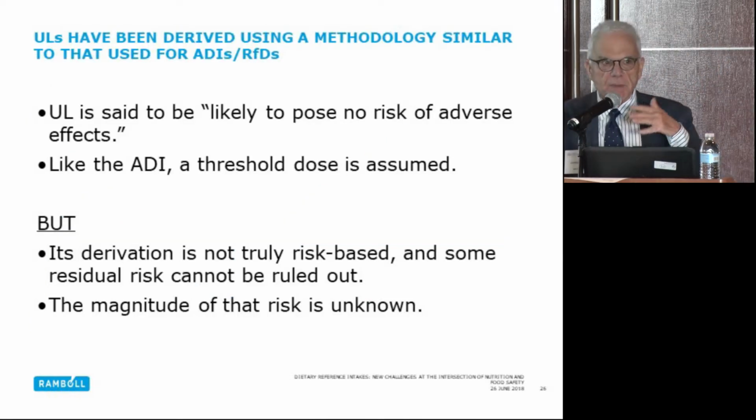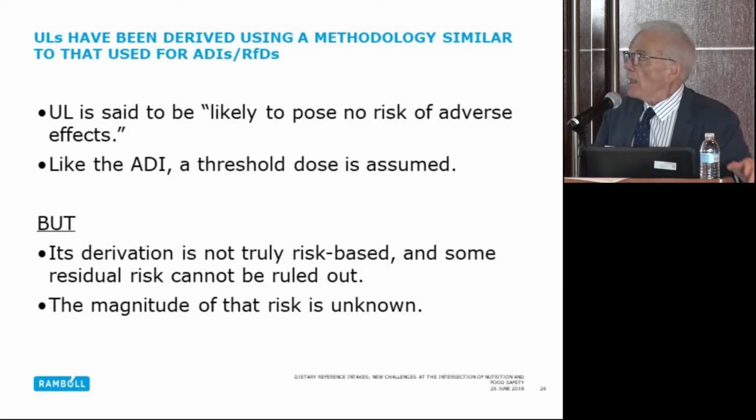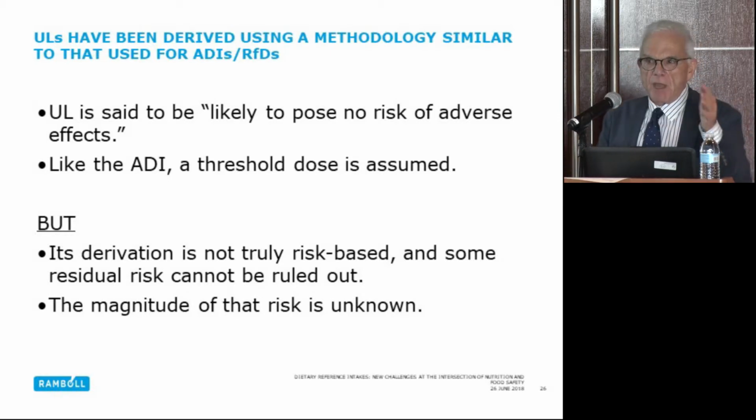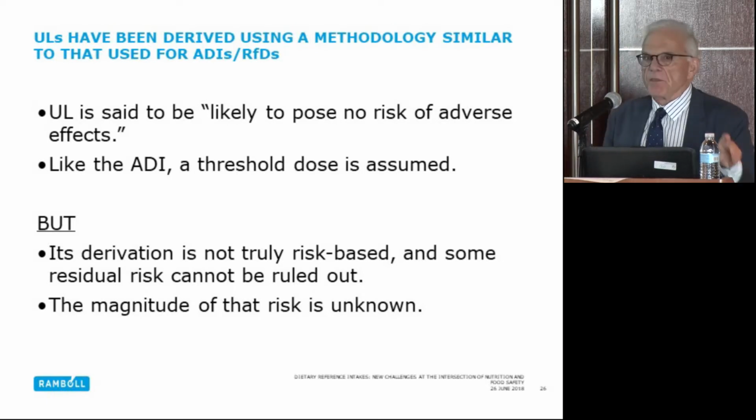ULs are really about toxicity. They're not about chronic disease. And this is the definition. They have been traditionally derived in the way we derived ADIs or TDIs for other food substances. Similar kind of approach. But there are a lot of problems, I think, still to be resolved in getting good ULs for nutrients and other food substances. The methodology still needs some work.